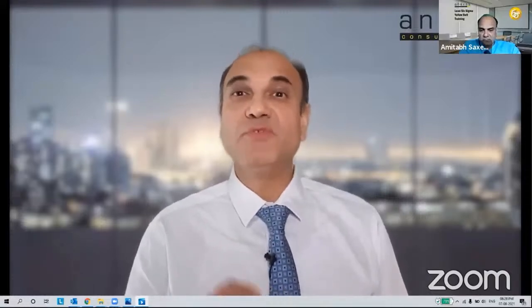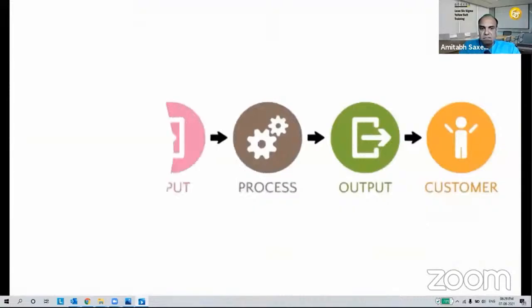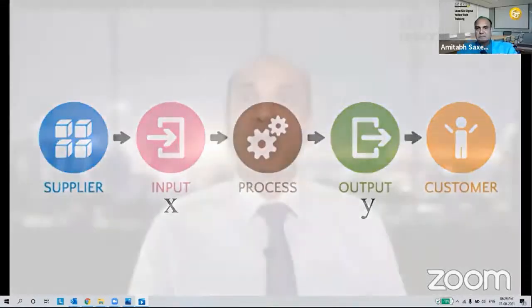To make a SIPOC, we move from right to left. We start by identifying the customers, then the output, then the process steps, and the inputs and the suppliers. SIPOC helps us identify the inputs or the X factors which are influencing our output, that is the Y, because Y is a function of X. SIPOC is the starting point of using the statistical methods. After that, you can give an example of a SIPOC of a process from the organization for which you are appearing for an interview.